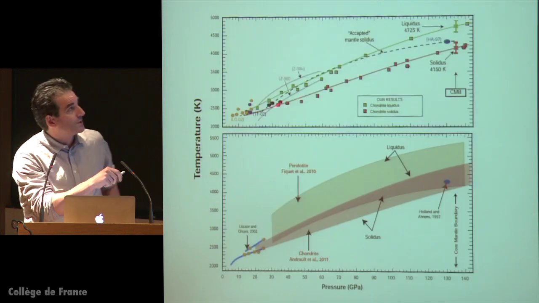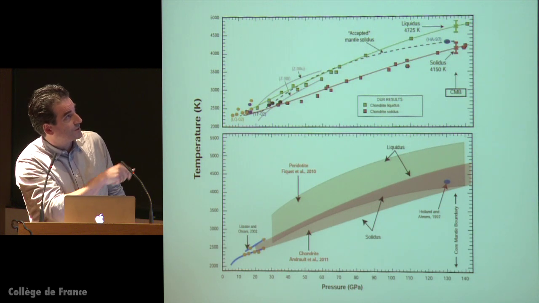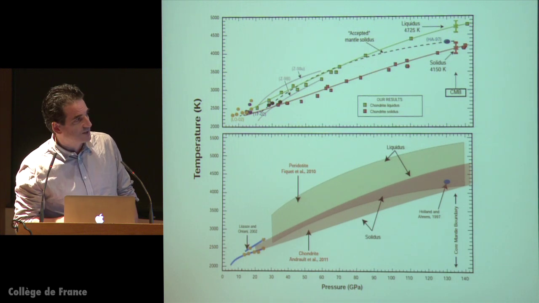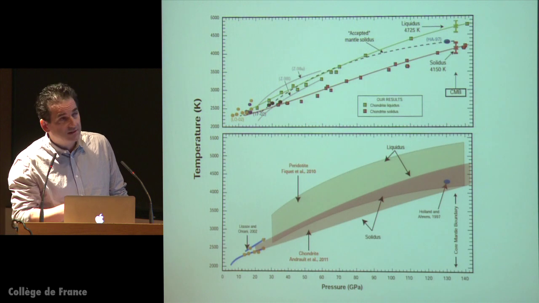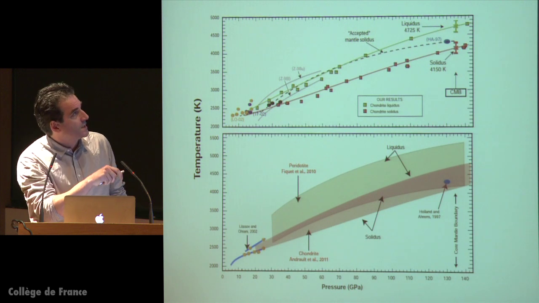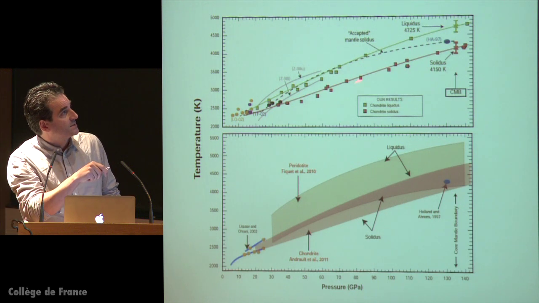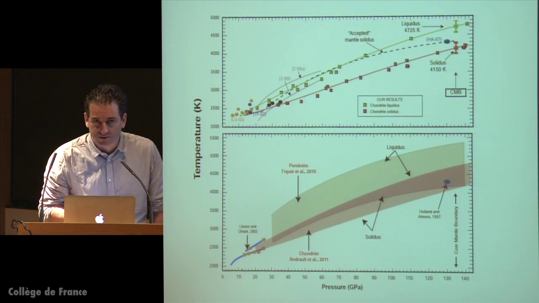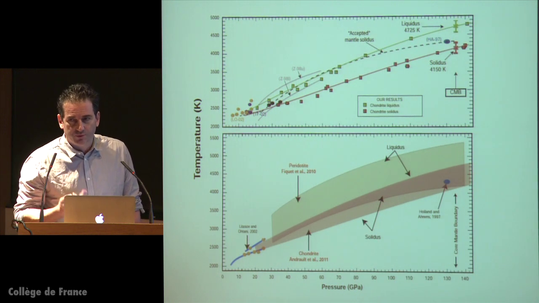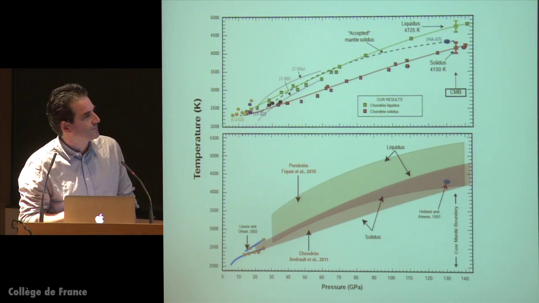So these are the curves we obtained. I plot on the top our data points with the curves here for the solidus and the liquidus of chondritic material. There are two important things. One is that the lines are very linear compared to what was proposed in the past. And the difference between the two is relatively large. So it means the liquid will have a composition relatively different from the solid when you melt the mantle.